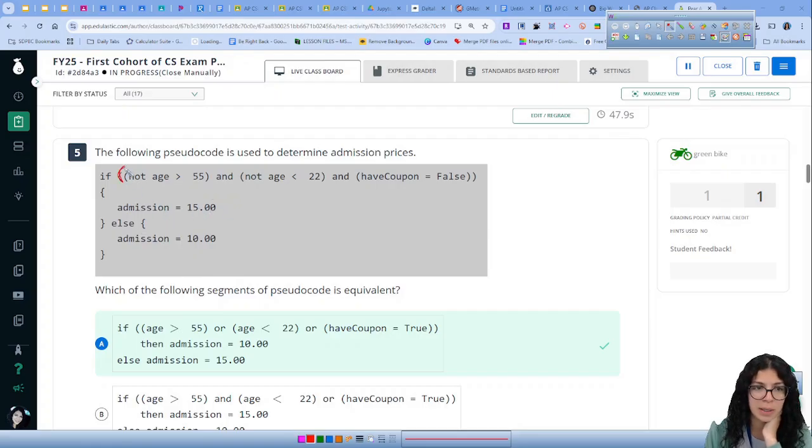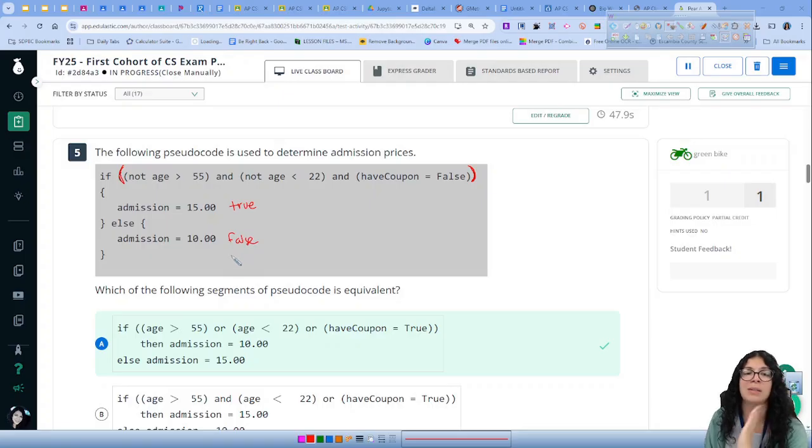Well, notice if what is on the inside of here is true, then we run the if and it will set the admission to 15. So given that the condition inside of the parentheses is true, we will set the admission to 15. If the condition is false, then we will set it to 10. So what we have to do is analyze what the condition is.